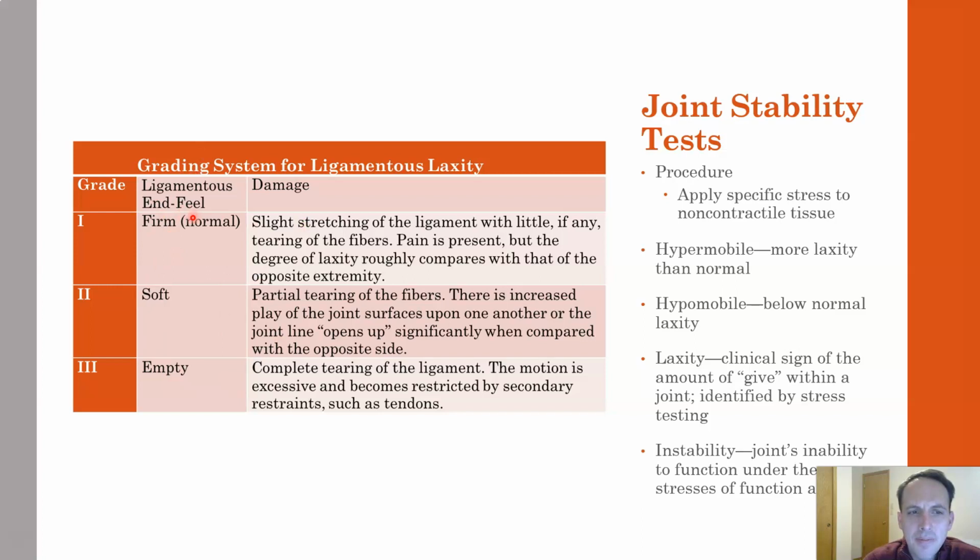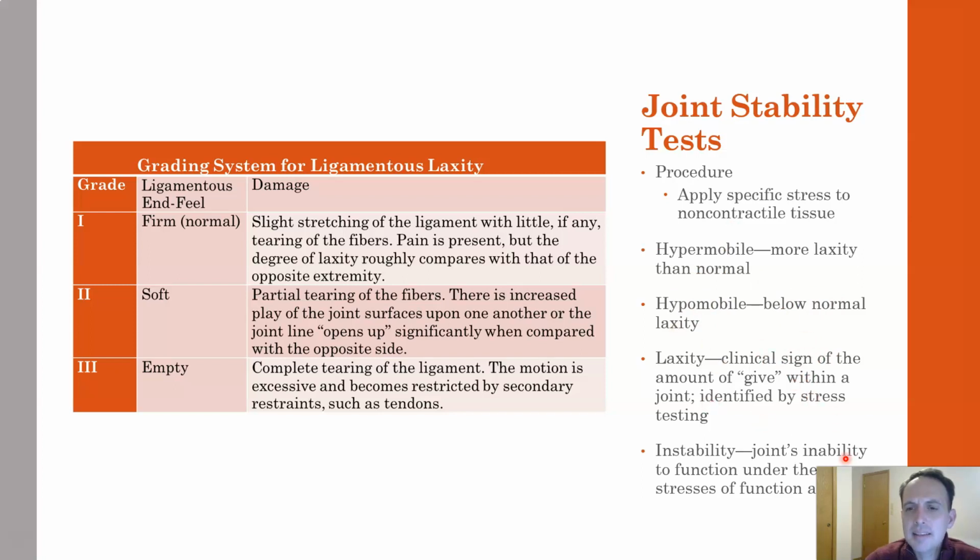And when we have a firm end feel, but with pain being present, that is our grade 1 ligamentous sprain. Grade 2 now is a soft end feel, usually associated with pain. Then a grade 3 is empty, possibly without pain because you do not have a stretching of that, because the ligament or joint capsule has been completely torn. We're also looking to assess, and this is why we do bilateral with these, hypermobile or hypomobile.